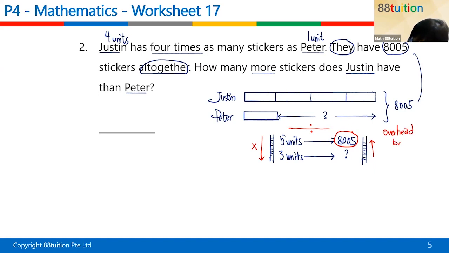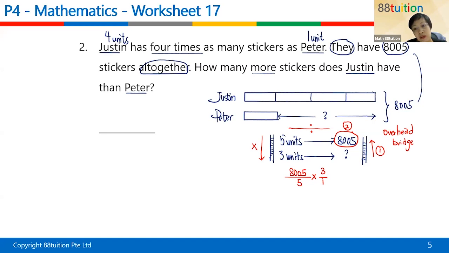Overhead bridge. Okay, first thing, you get up the escalator, look for this number, 8005, write it down. Then you divide by 5. You see the word divide. Divide means over, overhead. When you come down, you multiply by 3.